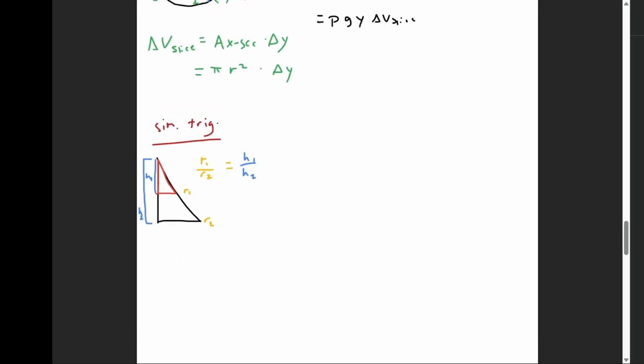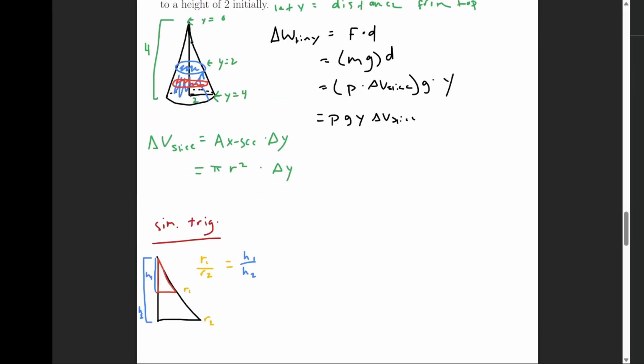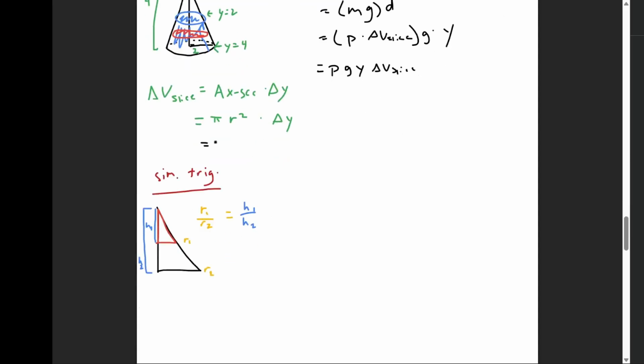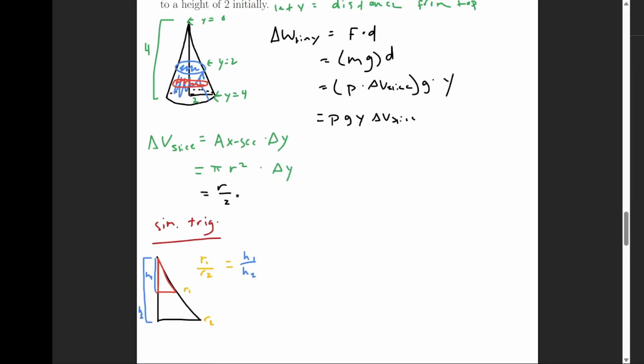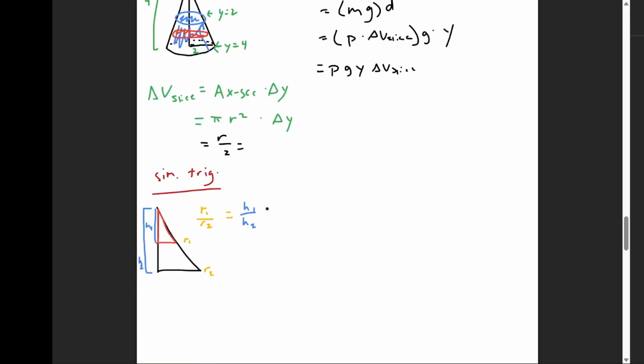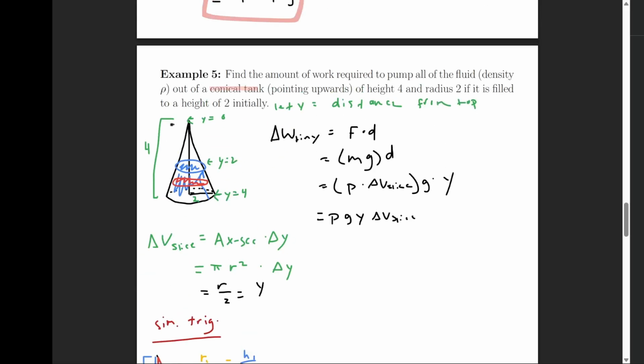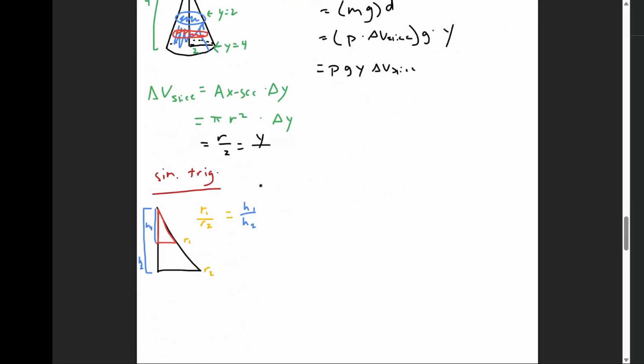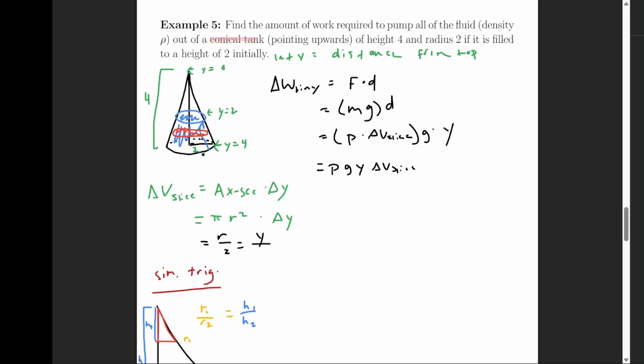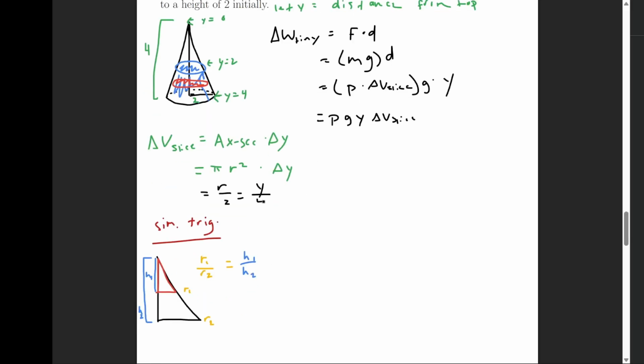So if we use this logic, r1 in this case is going to be the smaller triangle up here, so it's just r, and r2 down here, they told us it's 2. Then height 1 we're just going to call y, because y equals the distance from the top. That's how we labeled it. And height 2, the height of the whole thing, they tell us is 4. So this is the same ratio.